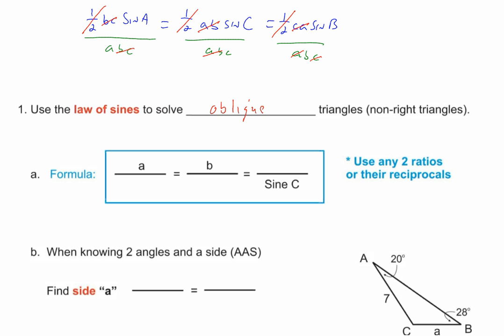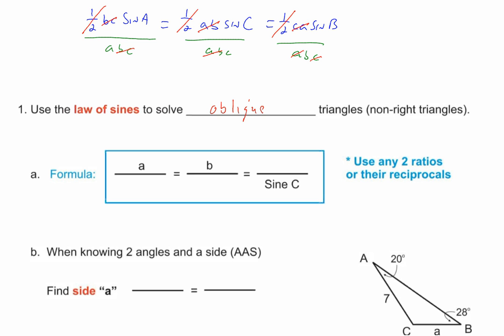It's only for a right triangle. So what about if the triangle is not right? And I got news for you. Most triangles are not right triangles. Well, how do we deal with those situations? We've got the law of sines, and what we're going to learn tomorrow, the law of cosines. So these are for non-right triangles. Non-right triangles. What's the formula?